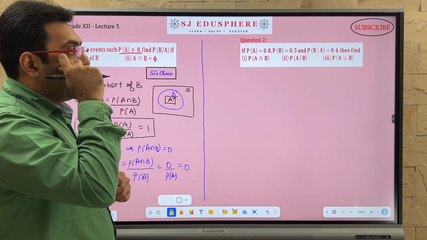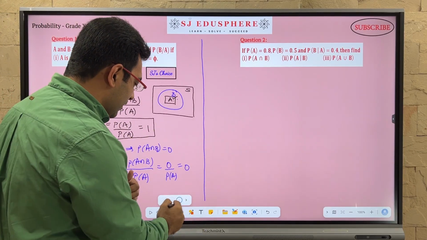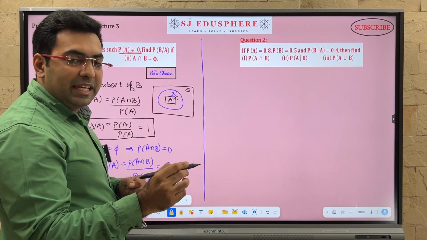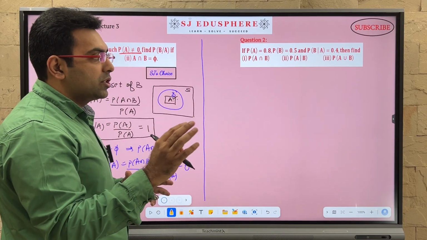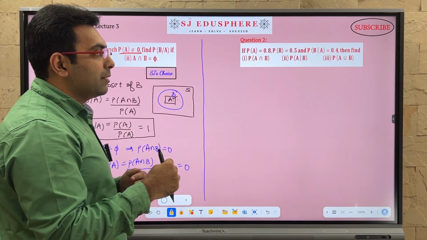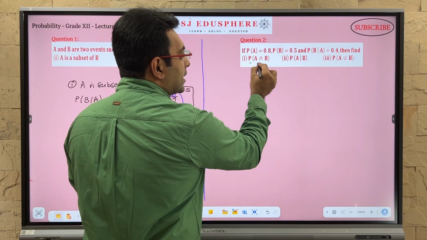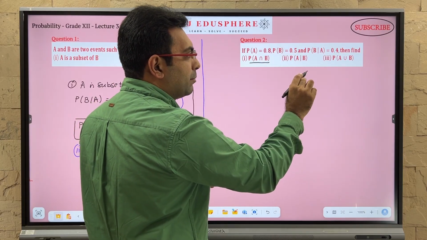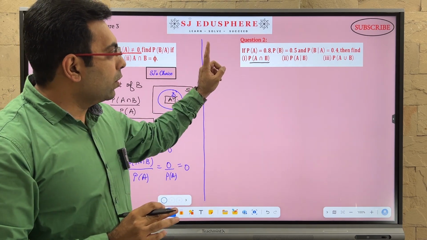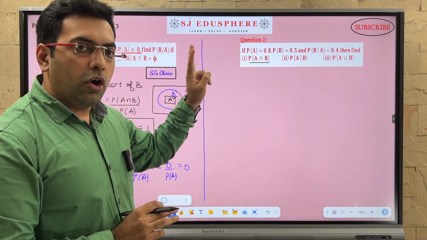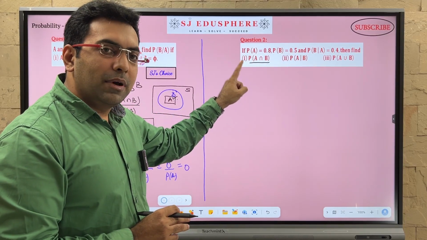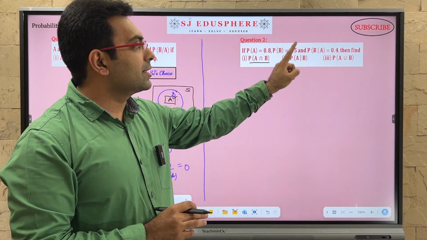Next, my question says I have the values for probability A, B and B given A. I have a conditional value given to me in the sum. My question is telling me to find A intersection B, A given B and A union B. Now wait, I know A, I know B. Always understand, when I want to find an unknown, some related data should be in the sum.